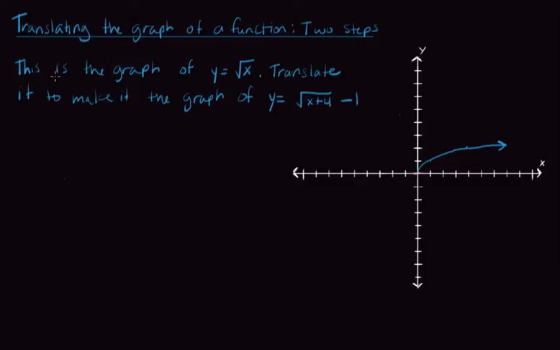So it says, this is the graph of y equals the square root of x. Translate it to make it the graph of y equals the square root of x plus 4 minus 1.